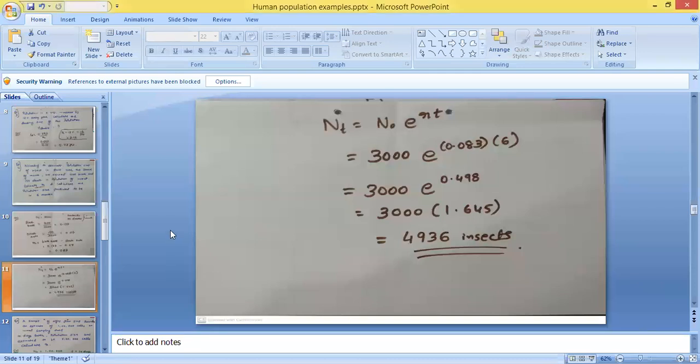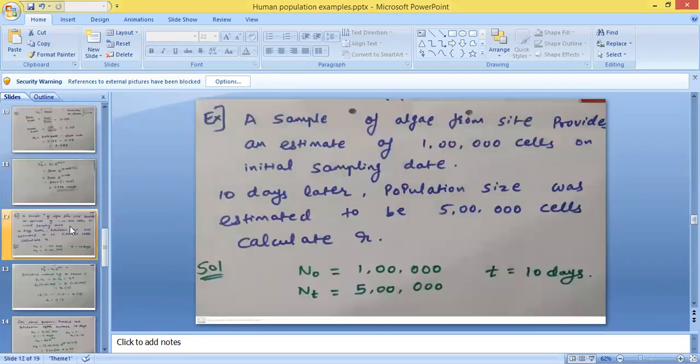Now I think you are very comfortable with this type of question. So a slightly different question. A sample of algae, or you can say insects, from the site provides an estimate of 1 lakh cells on initial sampling date. Now see, this is the initial value, initial sampling. So n naught is 1 lakh. 10 days later, the population size was estimated to be 5 lakh cells. So it is 5 lakh and t is 10 days.